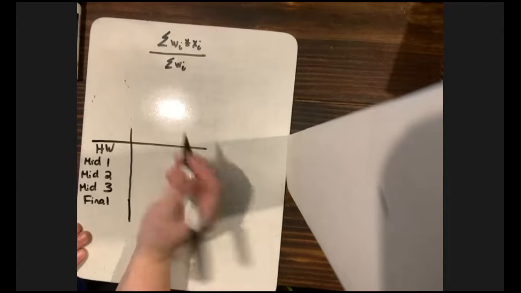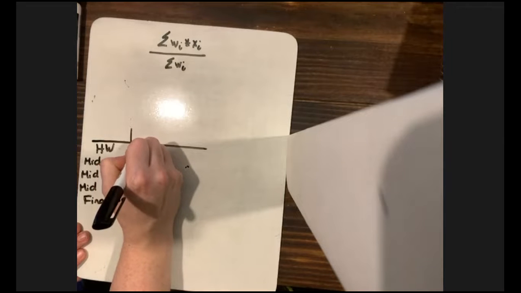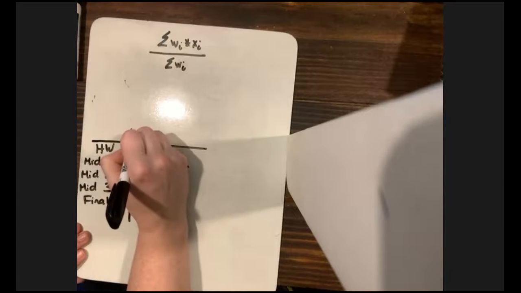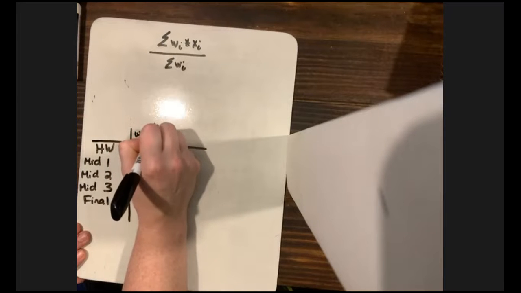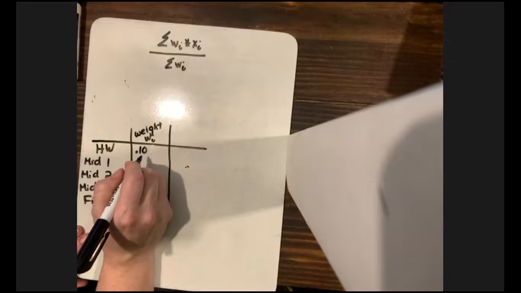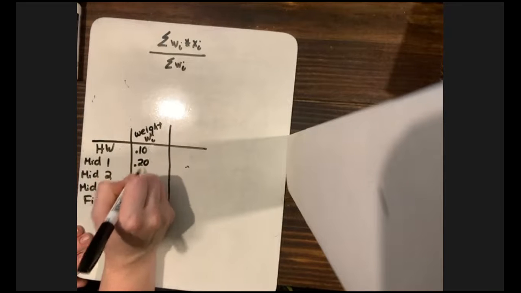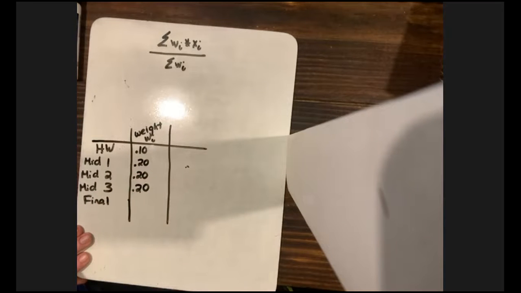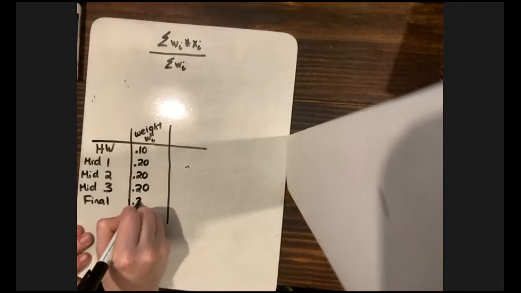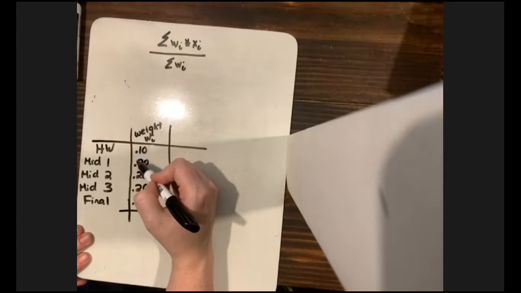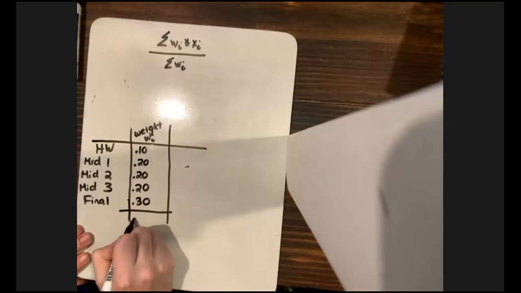Now then, it says the homework counts for 10%. Now we are going to go ahead and convert that into its decimal format. So I'm going to put this as my weight, which is the WI thing. So it's going to be 10%. The midterms are 20% each. And then the final exam counts for 30%. Now, we do know that we're going to have to total all this up. So that's 1, 3, 5, 7, 10, or 1.00.